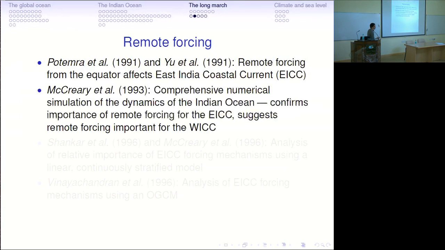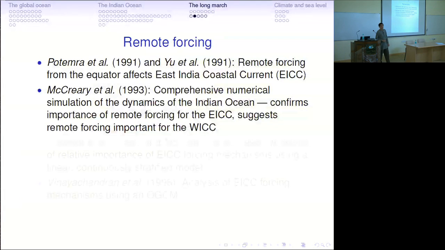This is the benchmark paper, 1993, McCreary. I have rarely been able to write any paper in which I don't cite this. If you don't cite this, to me it looks like they haven't studied the Indian Ocean. Comprehensive numerical simulation of the dynamics of the Indian Ocean confirms the importance of remote forcing on the East India Coastal Current and suggests that remote forcing is important for the West India Coastal Current.